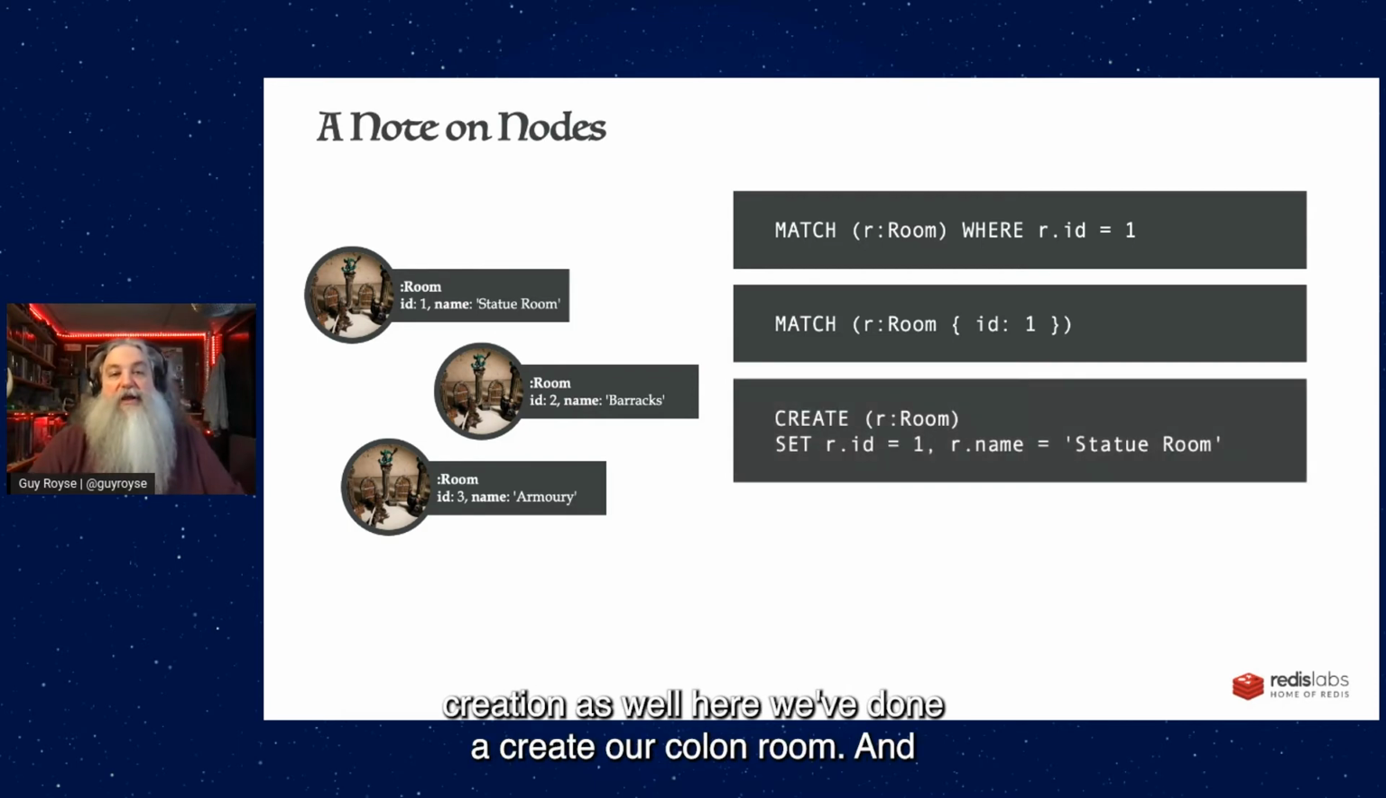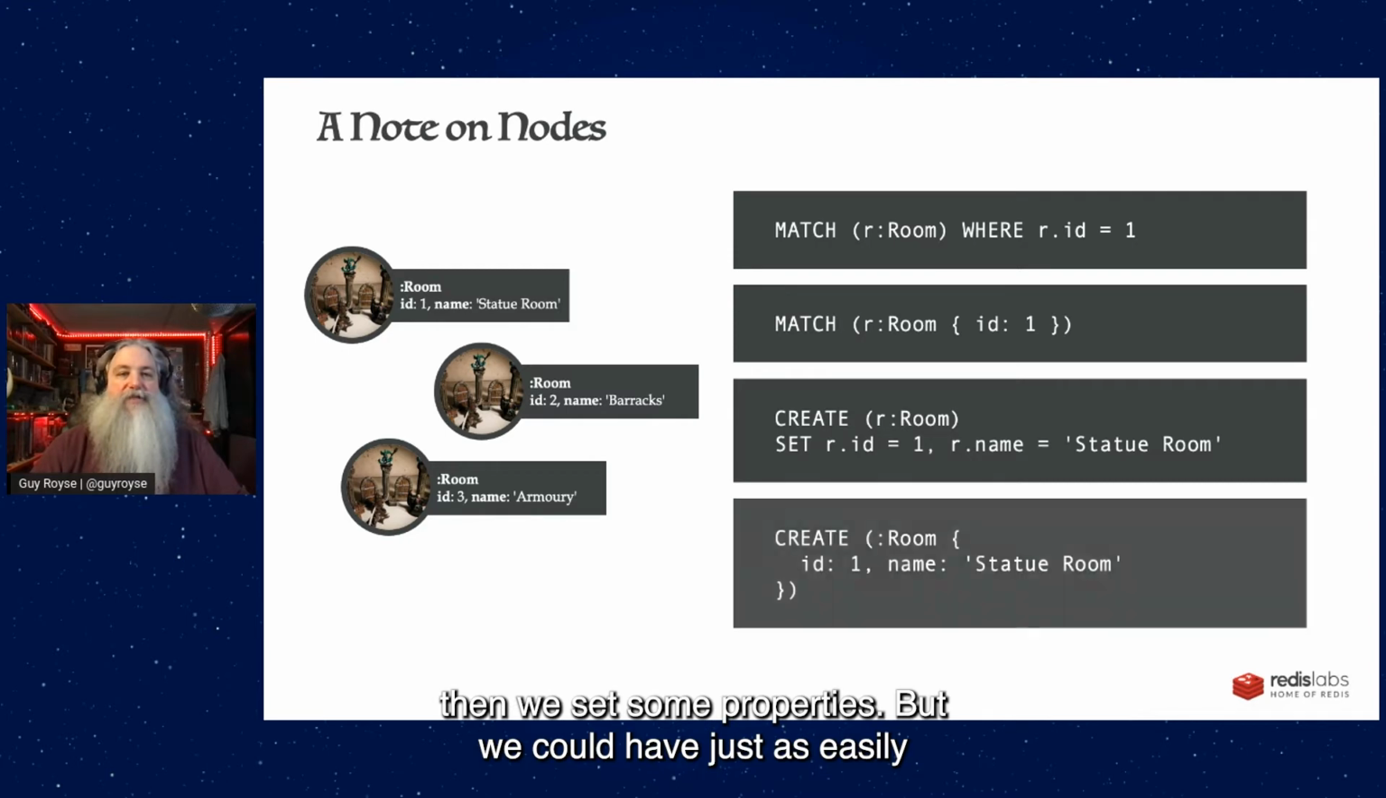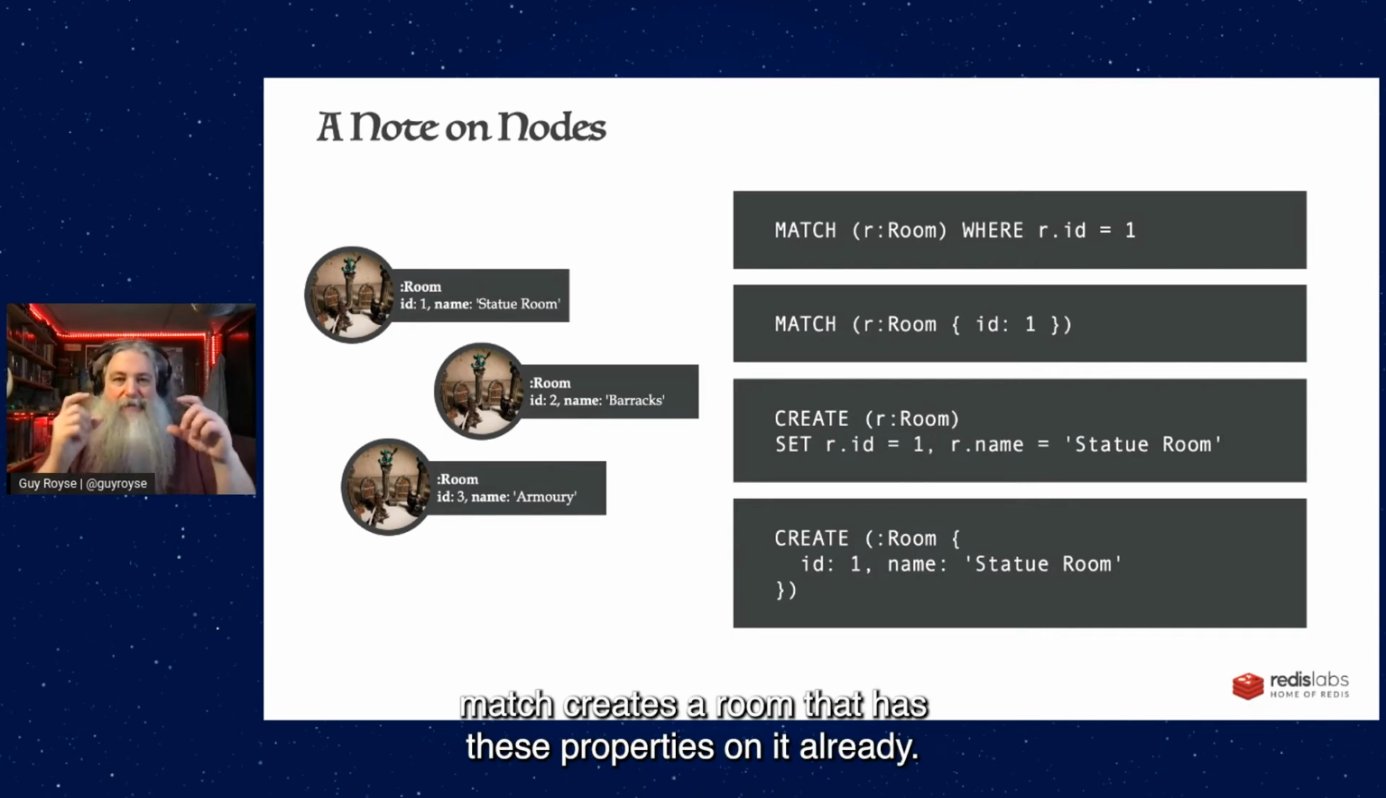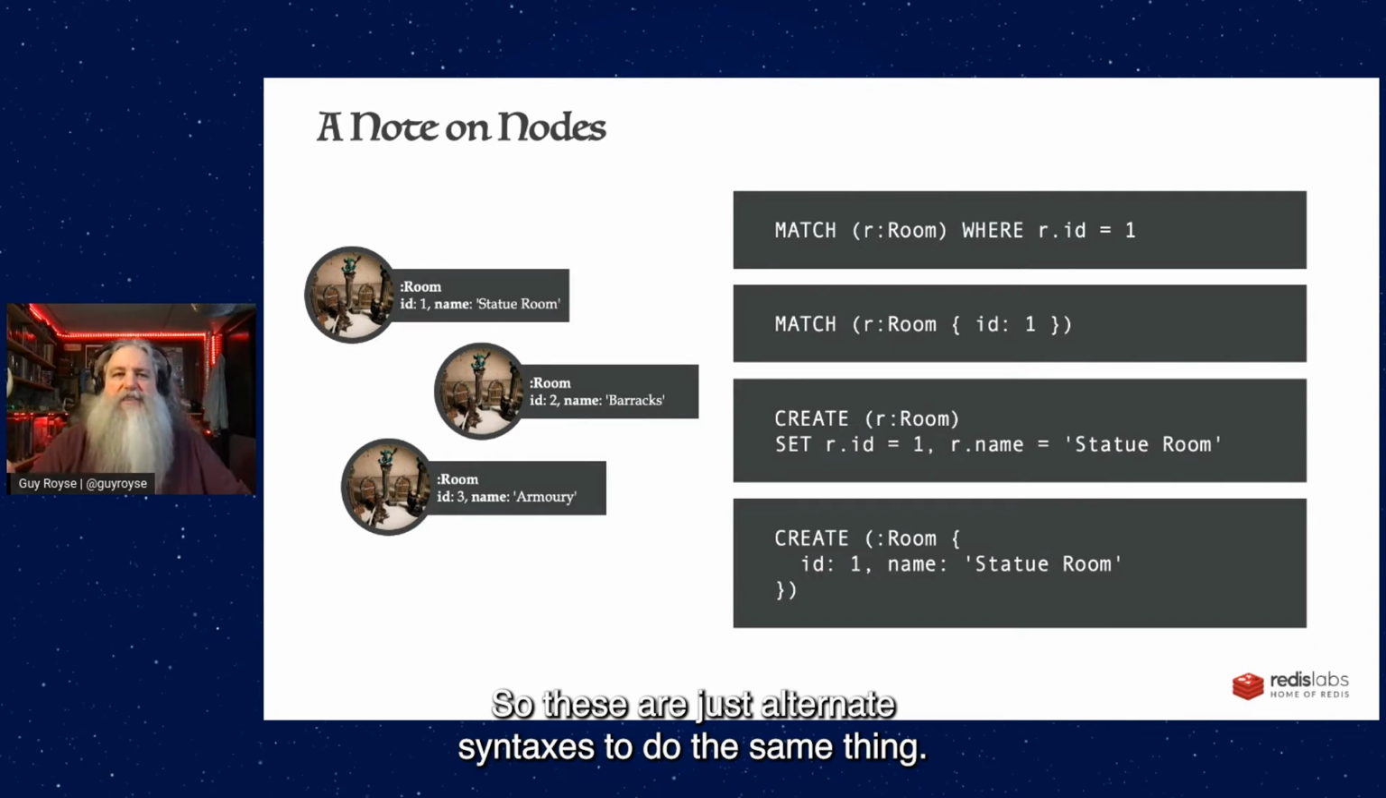And this works on creation as well. Here we've done a create r::room, and then we set some properties. But we could have just as easily said, create a room node with these properties, and then that creates a room that has these properties on it already. So these are just alternate syntaxes to do the same thing.